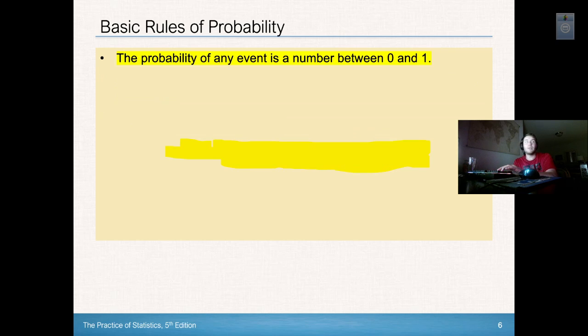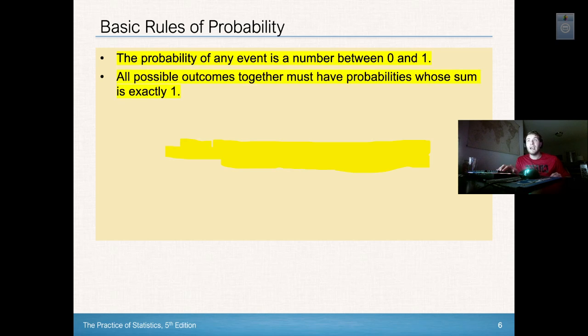I've highlighted all these yellows. Okay, first off, the probability of any event. Any time, and there will be questions on this test where you have to determine what is a legitimate probability. So first off, the probability of any event is a number between 0 and 1. Next, all possible outcomes together must have a sum of exactly 1.